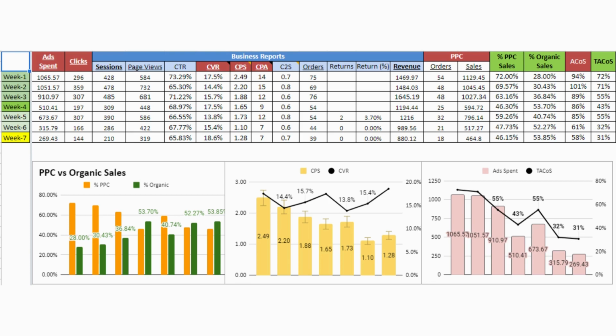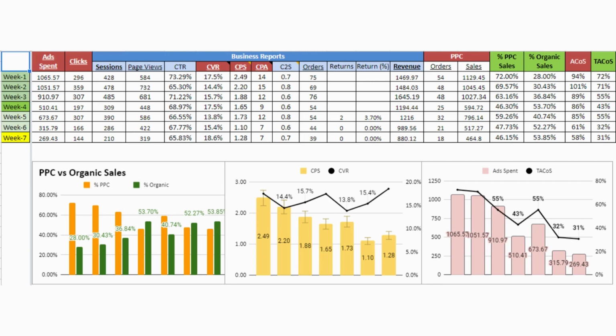Now, you need to understand that there is a difference between clicks and sessions. Sessions are unique visits in a 24-hour time frame. This number is a combination of both your PPC and your organic sessions or visits. So it is very normal that your sessions will always be higher than the number of clicks, right? And then the next important thing: we spent about $1,065 in week one and we were able to get 428 sessions, and we also want to understand how many impressions we received, right?